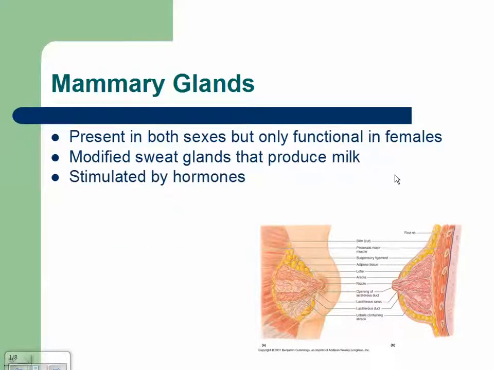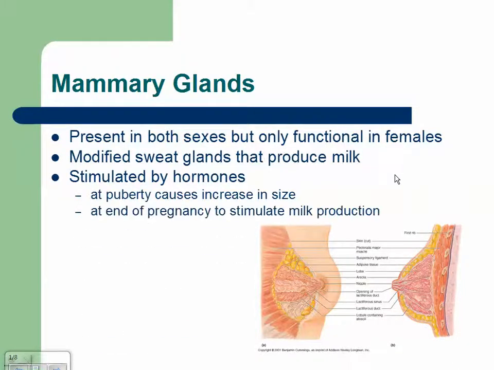And they're stimulated by hormones. So the first time they're stimulated by hormones will be around puberty, where they increase inside the lobules and the glands grow. And the second time will be at the end of pregnancy. So toward the end of pregnancy, and then when the baby's born, the glands are stimulated to actually produce milk. We don't want to be producing this milk all the time unless there's actually a baby born to be fed.